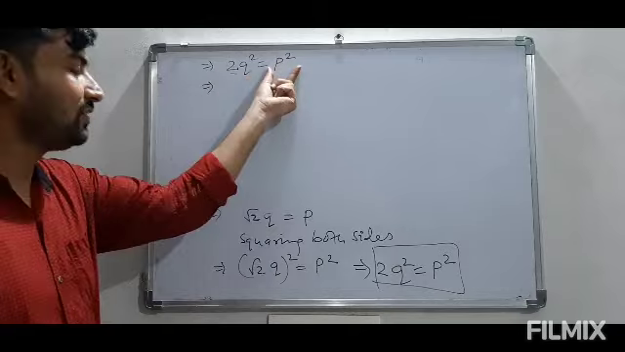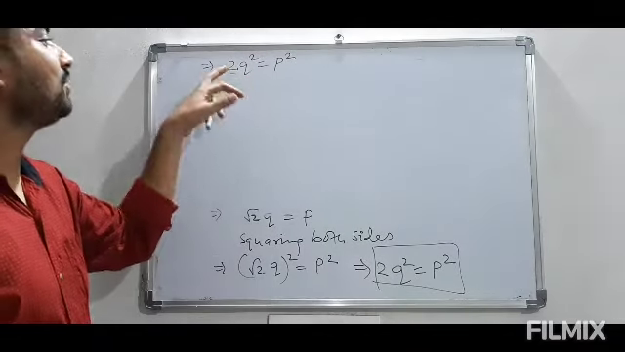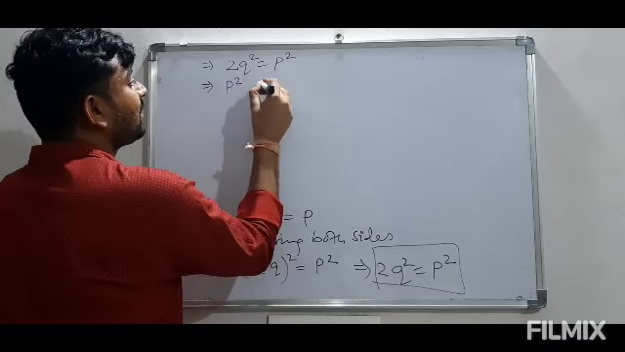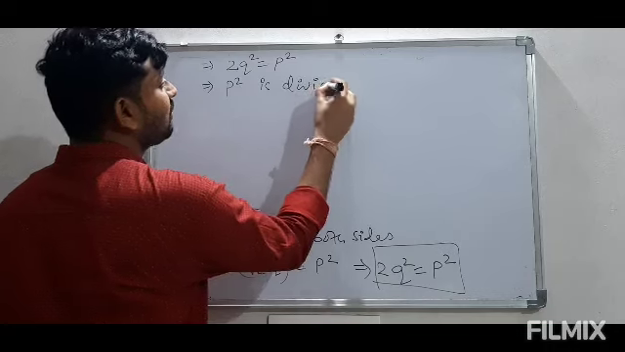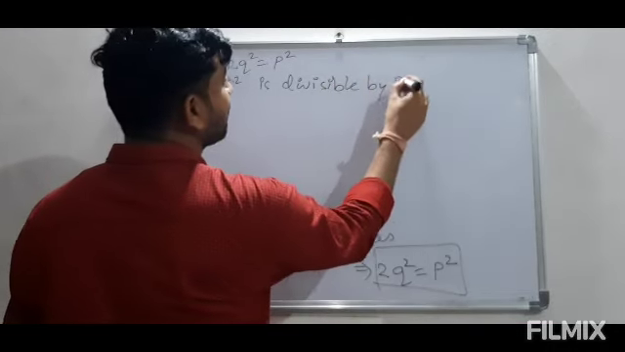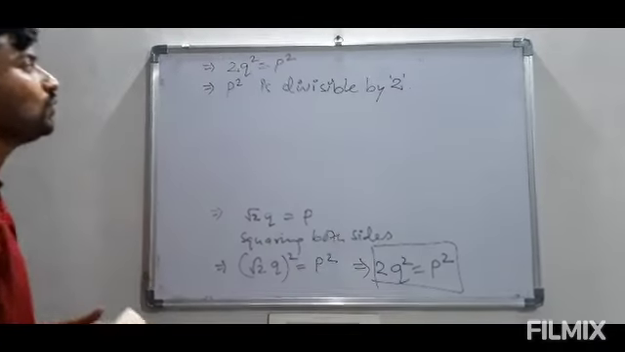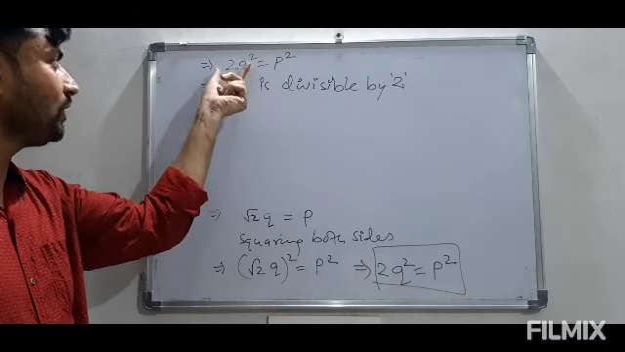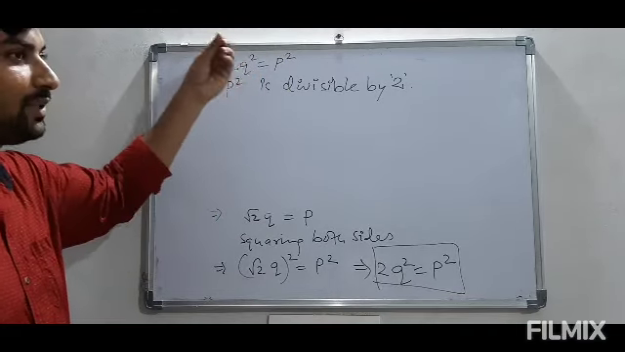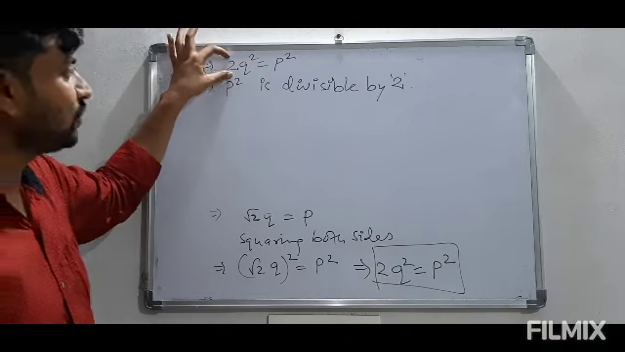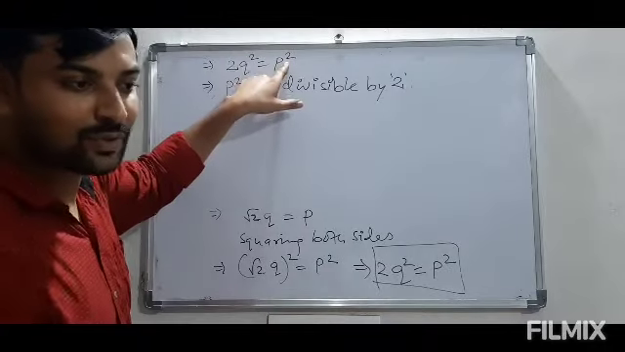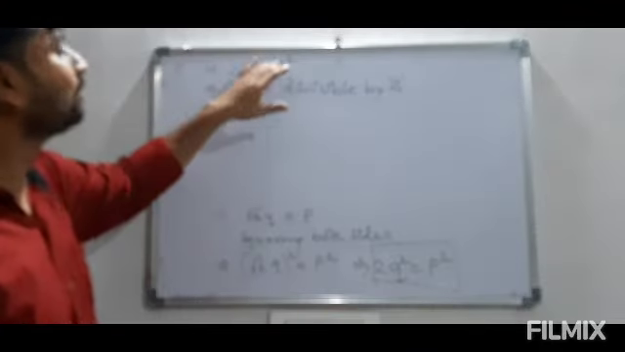It means this number, whatever it is, which is equal to p square, will be divisible by 2. So from here we can write p square is divisible by 2. Why are we writing so? Because p square is coming out to be 2 into q square, meaning q square is some other perfect square number and it is multiplied by 2 here. So whenever we multiply q square by 2, we get a perfect square number, meaning this 2 will be a factor of p square.